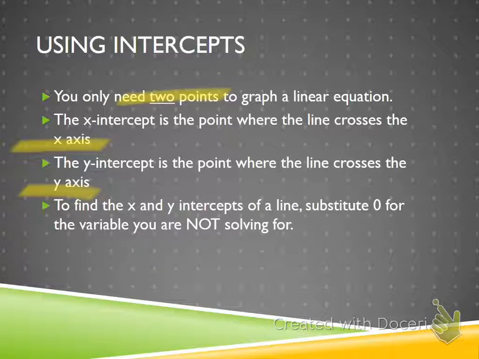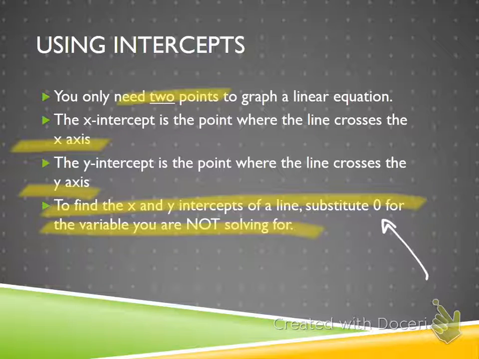To find, and you need to write this down in your notes, I want to see this whole statement written in your notes. To find the x and y intercepts of a line, substitute what value? 0 for the variable you're not solving for. That right there, in a nutshell, is what today's lesson is all about. To find the x and y intercepts of a line, substitute 0 for the variable you're not solving for.